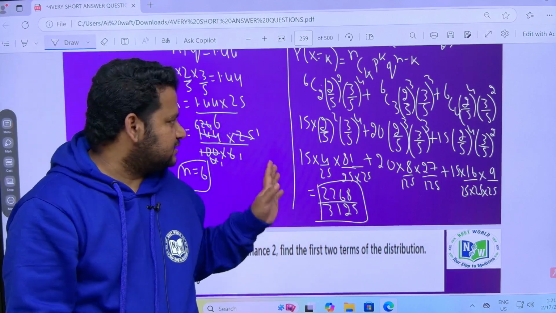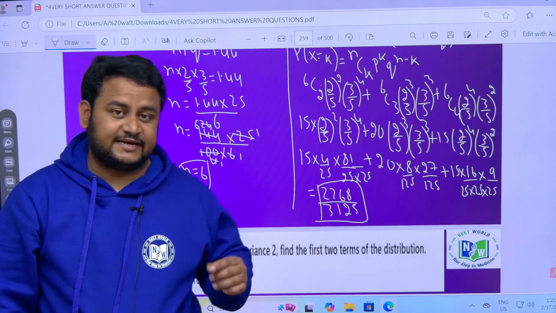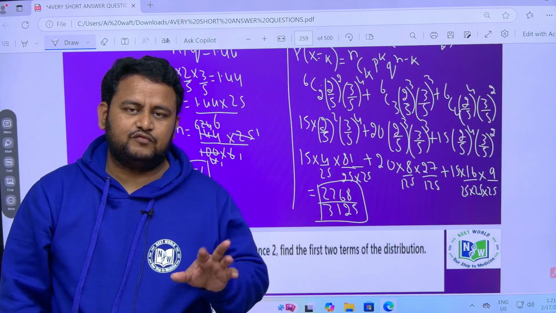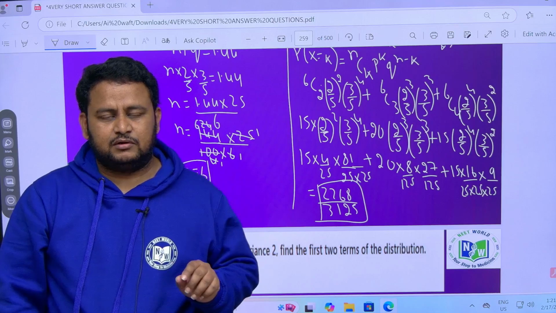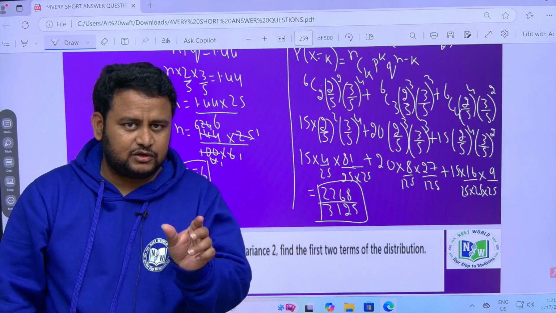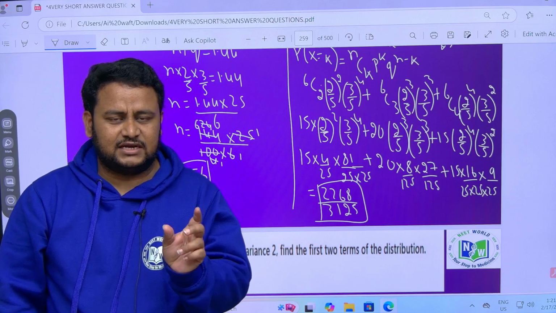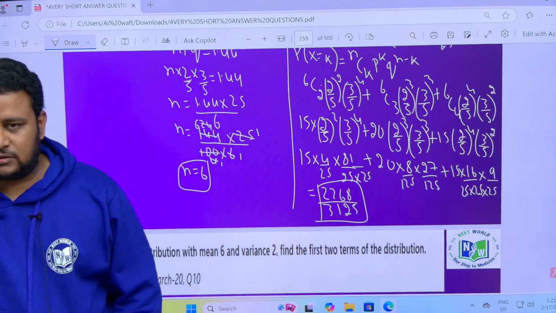I hope it is clear. Here you should be careful. They are asking p of x greater than 1 but less than or equal to 4. So x greater than 1 means you should not find for k is equal to 1. You have to find for k is equal to 2, k is equal to 3, and less than or equal to 4 they are telling. Less than or equal to 4 they are telling means you have to find for k is equal to 4 as well.